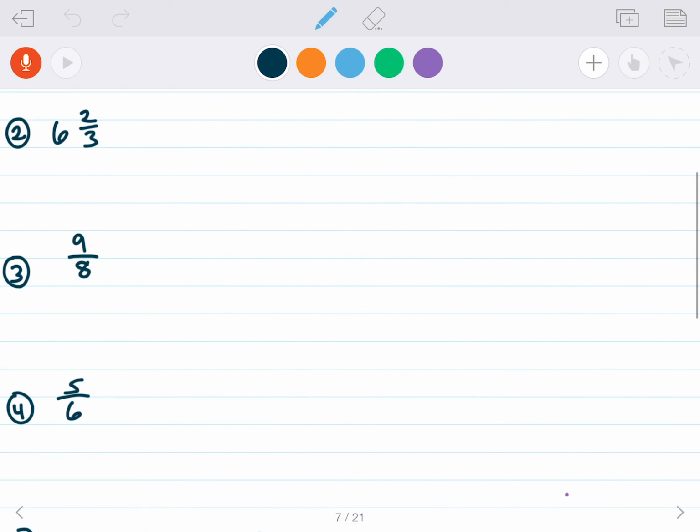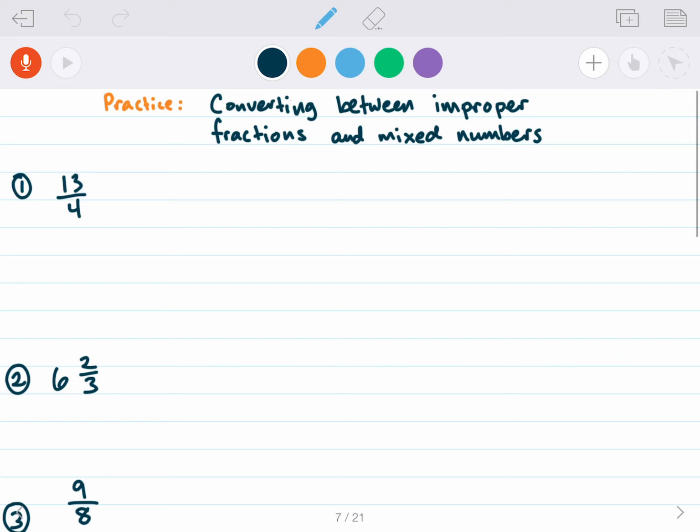Okay, so let's do some practice converting between improper fractions and mixed numbers. So 13/4. We can do this pictorially. I'm also going to show you a little shortcut for doing this. So what we're given is an improper fraction here because the numerator 13 is larger than the denominator 4. And I can just do a quick picture here.